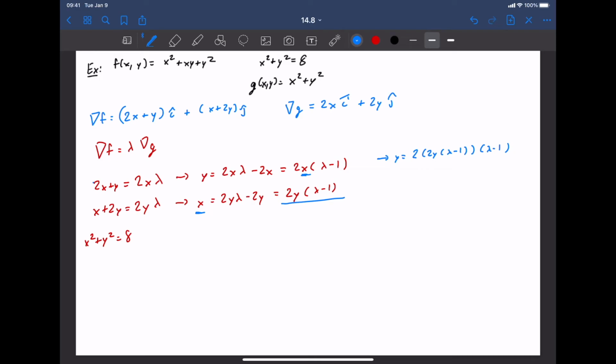Right now I'm worried that some of you might have gone ahead and tried to divide by y. That's a really bad move. Factoring. Let's clean up this right-hand side. That's 4y times lambda minus 1 quantity squared.